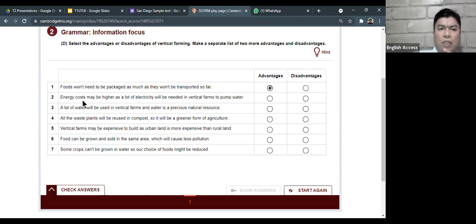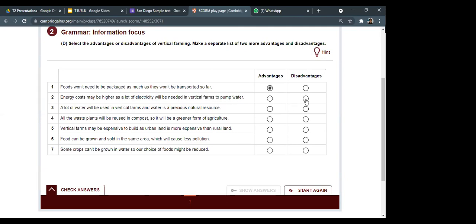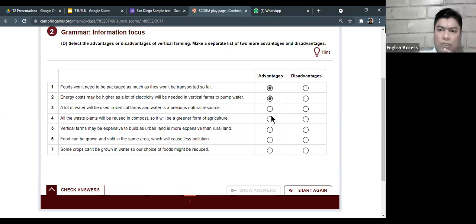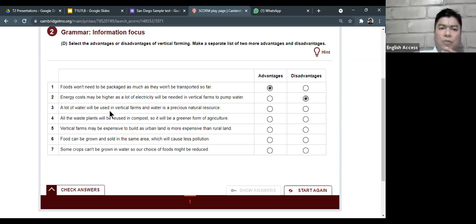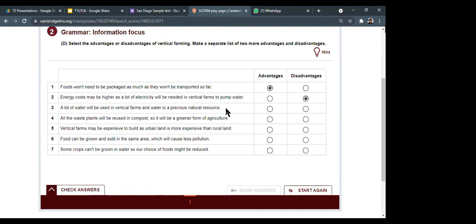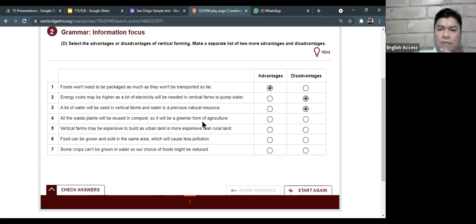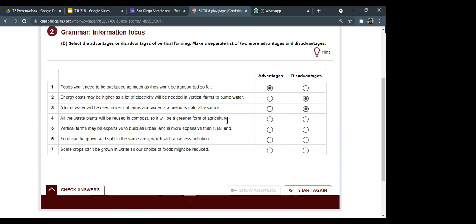Number 2, energy costs may be higher as a lot of electricity will be needed in vertical farms to pump water. Is that an advantage or disadvantage? Disadvantage. Higher. Disadvantage. A lot of water will be used in vertical farms, and water is a precious natural resource. Is that an advantage or a disadvantage? Disadvantage. All the waste plants will be reused in compost, so it will be a greener form of agriculture. Advantage.